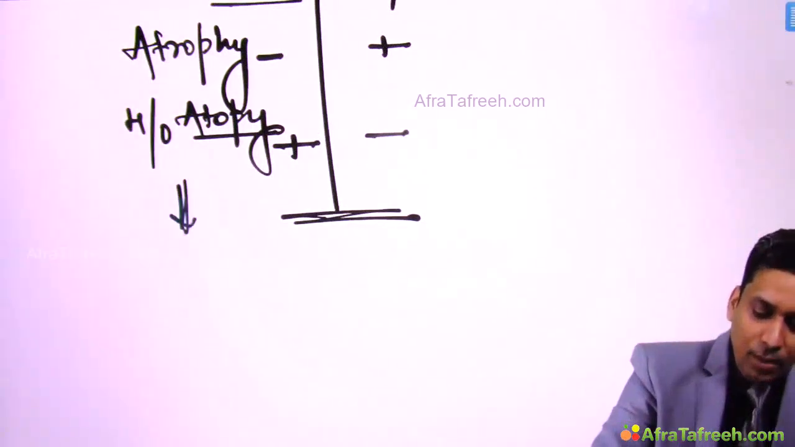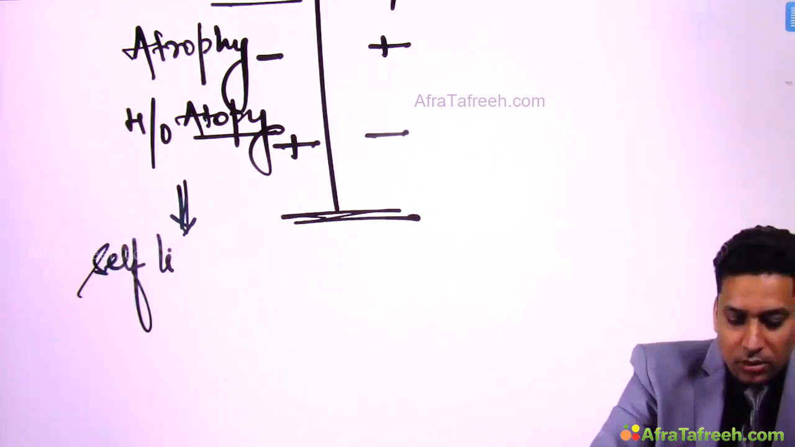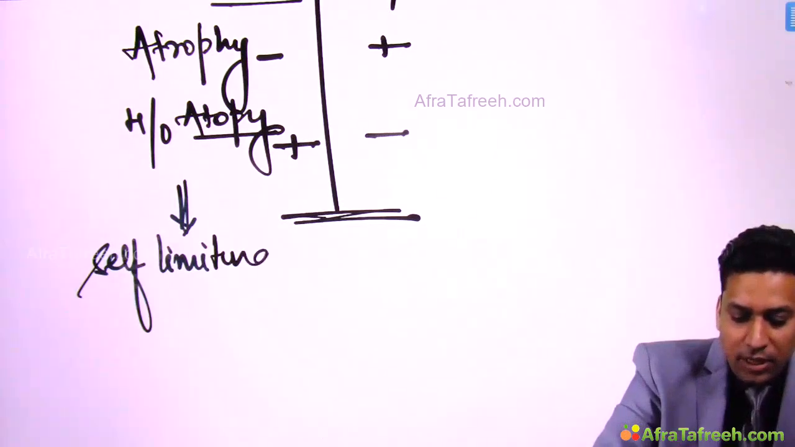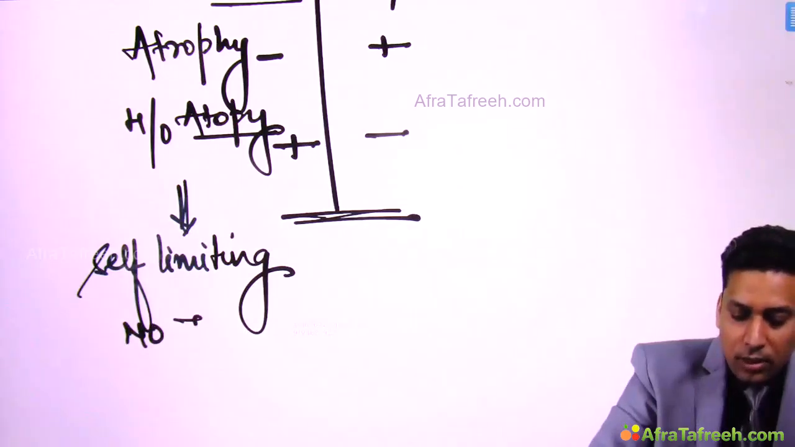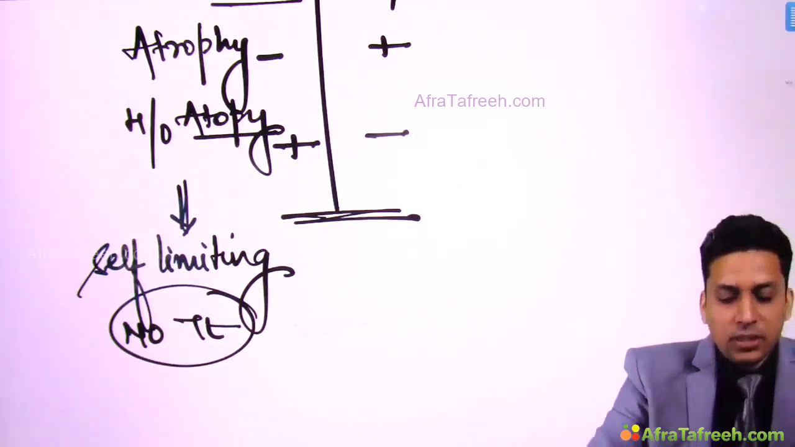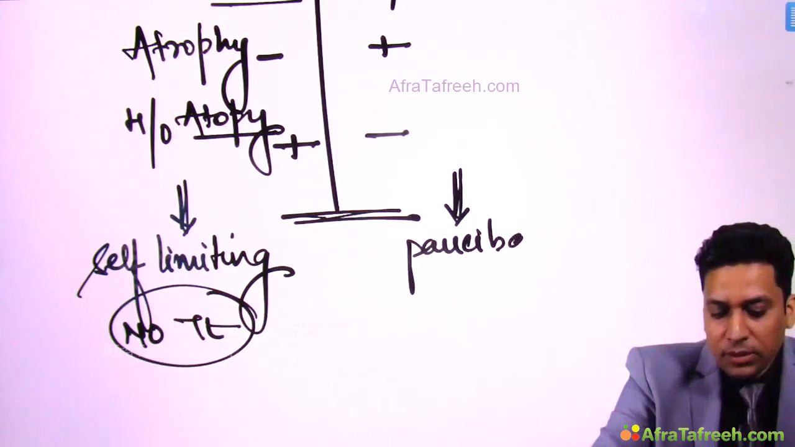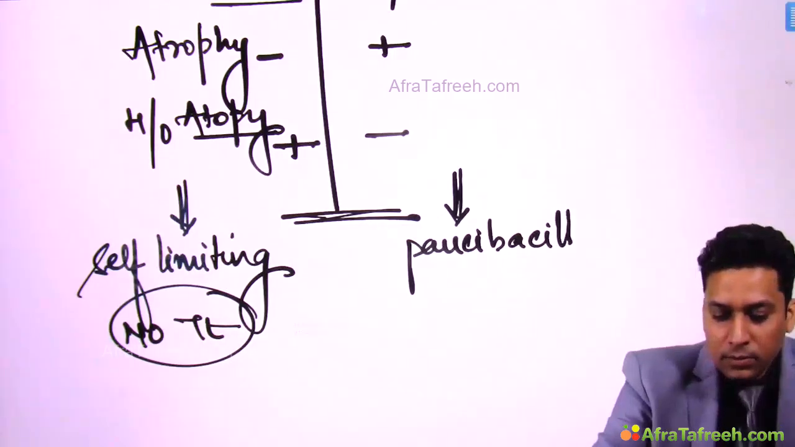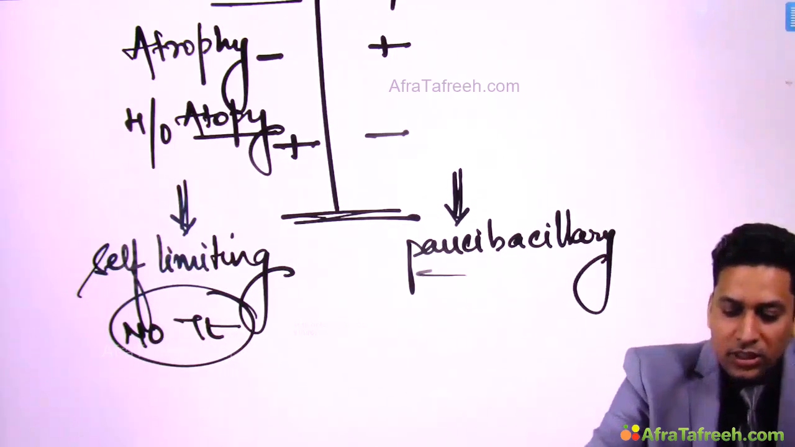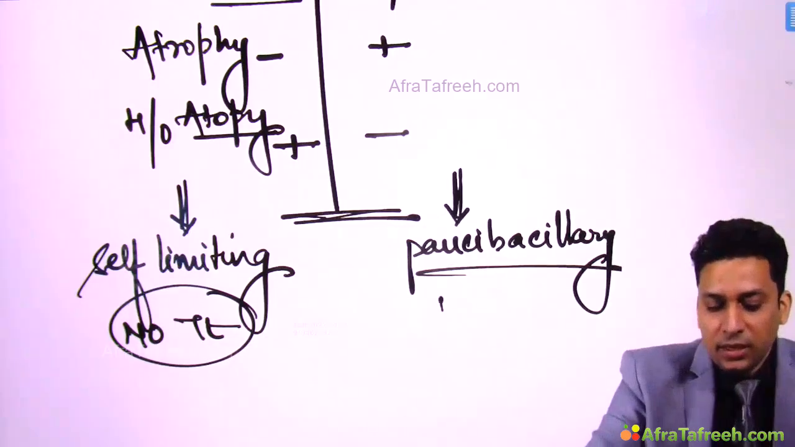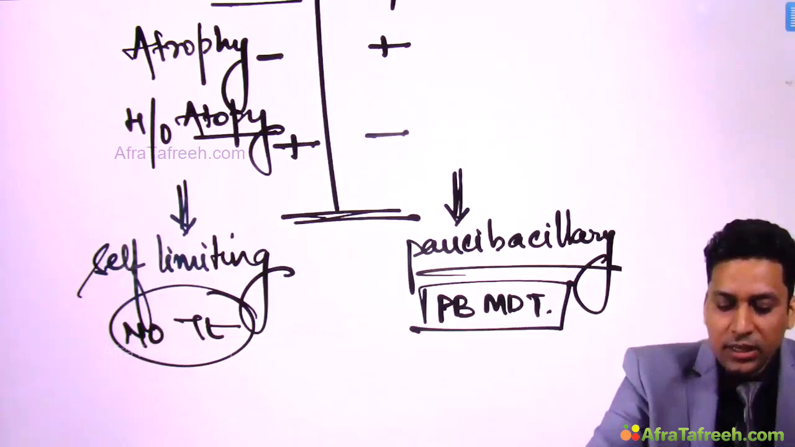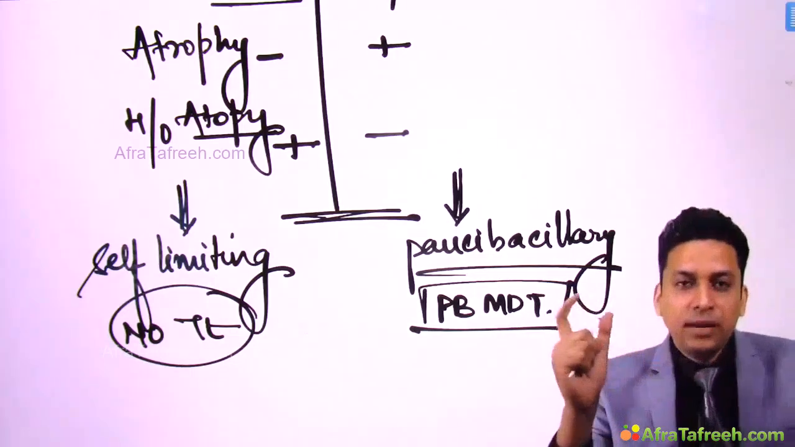Now remember that alba is a self-limiting condition, and because it is self-limiting, no treatment is required, while indeterminate leprosy is considered to be a paucibacillary type of leprosy. So because it is paucibacillary, PBMDT is given. Later in leprosy we will discuss the details, but for now remember here PBMDT is given.